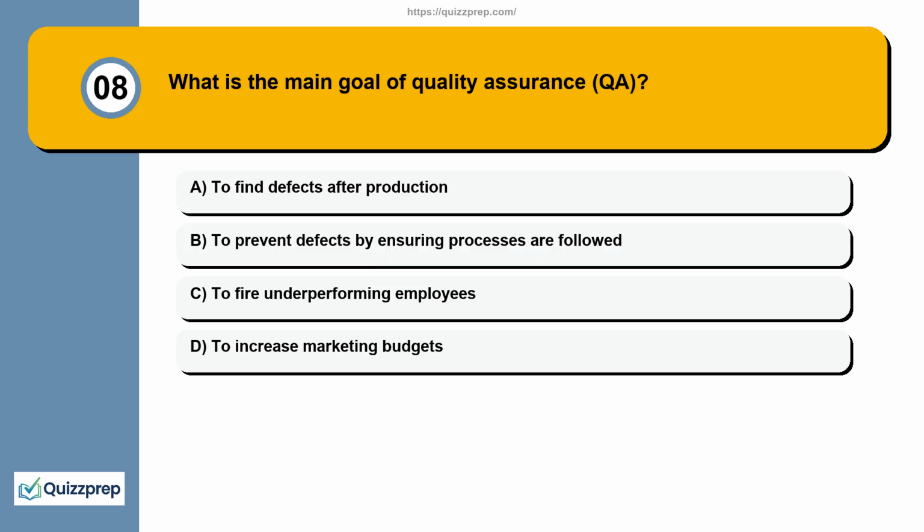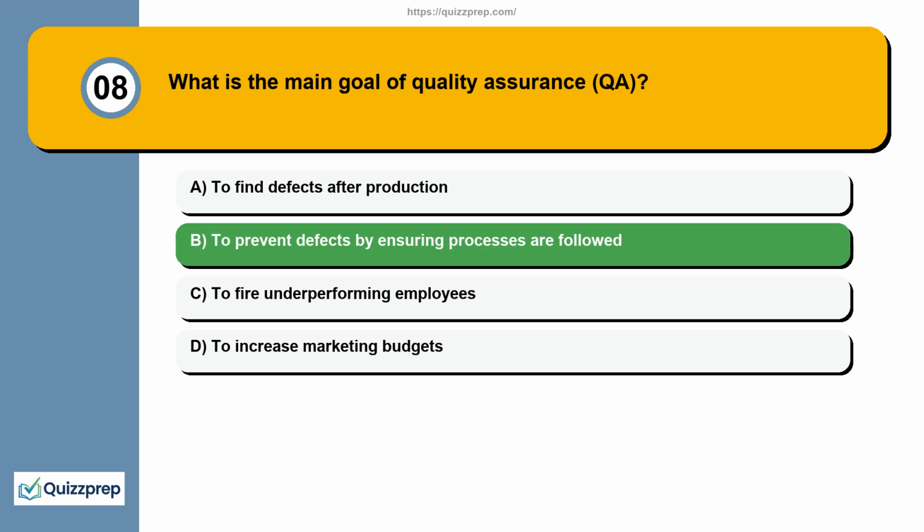Question 8. What is the main goal of quality assurance, QA? Here are your options. Option A. To find defects after production. Option B. To prevent defects by ensuring processes are followed. Option C. To fire underperforming employees. Option D. To increase marketing budgets.